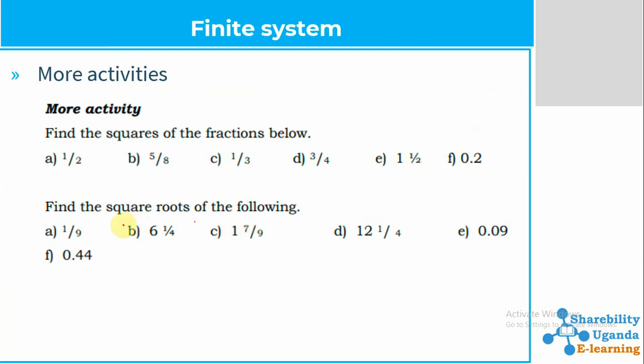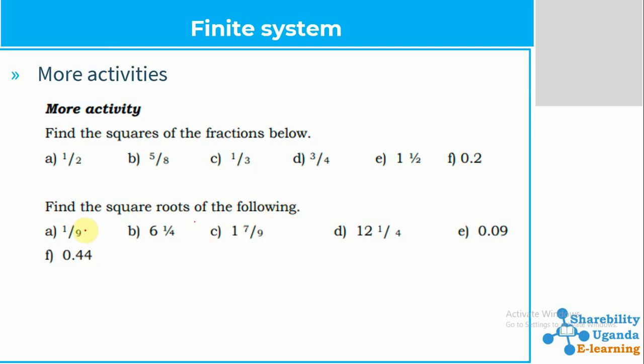So this is our number which is given again. Now when you can see this, they are saying find the square root. Here they want us to find the square root, but these are also fractions. So how do we find the square root of these fractions?